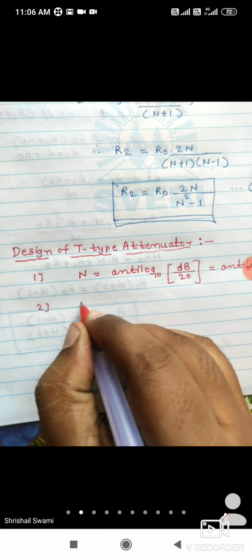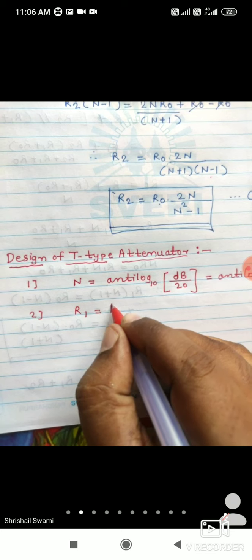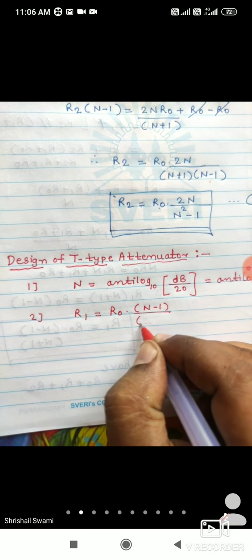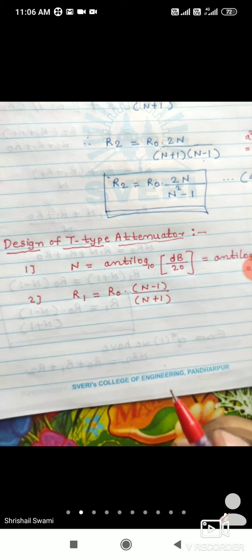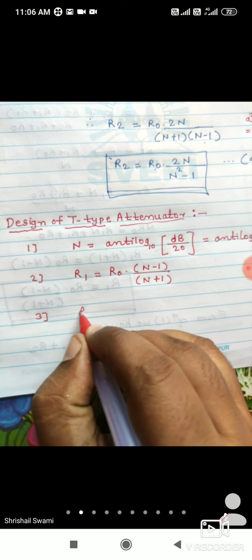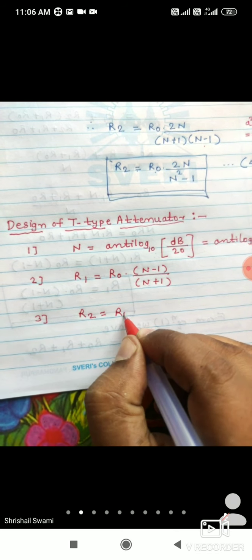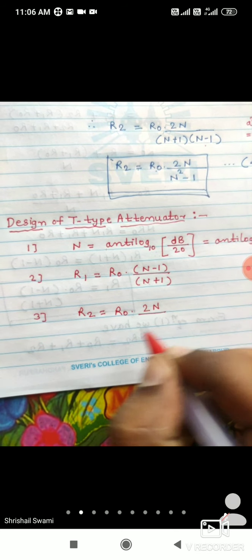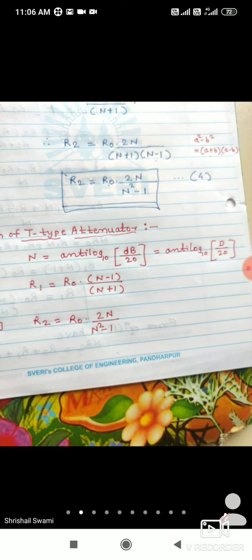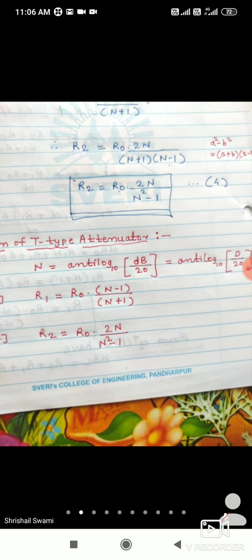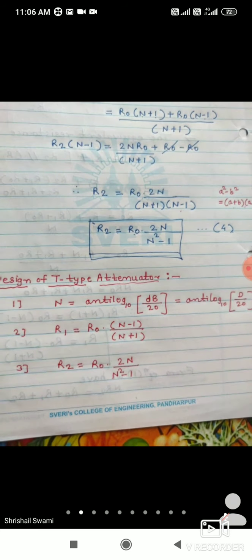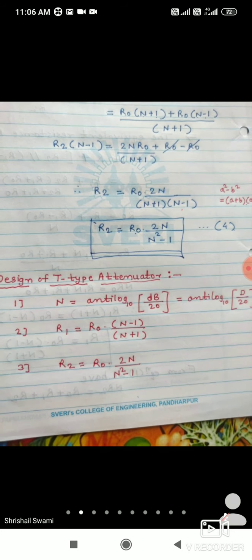Second expression is for R1. So R1 is equal to R0 into N minus 1 divided by N plus 1. Okay, R0 always take after the equal sign. So third one, that is R2. R2 is equal to R0 into 2N divided by N square minus 1. So these 3 formulas we require for designing of T-type attenuator. So any doubt in this derivation or expressions?